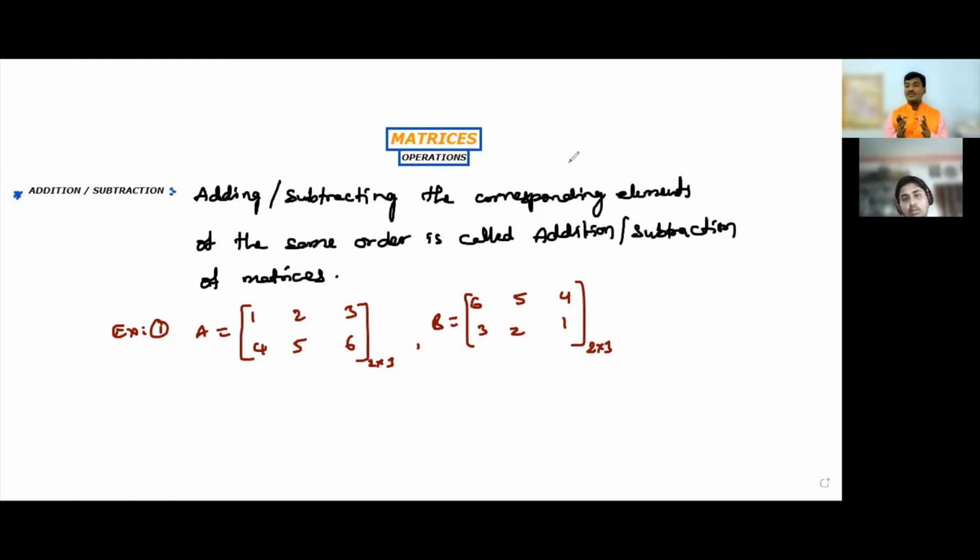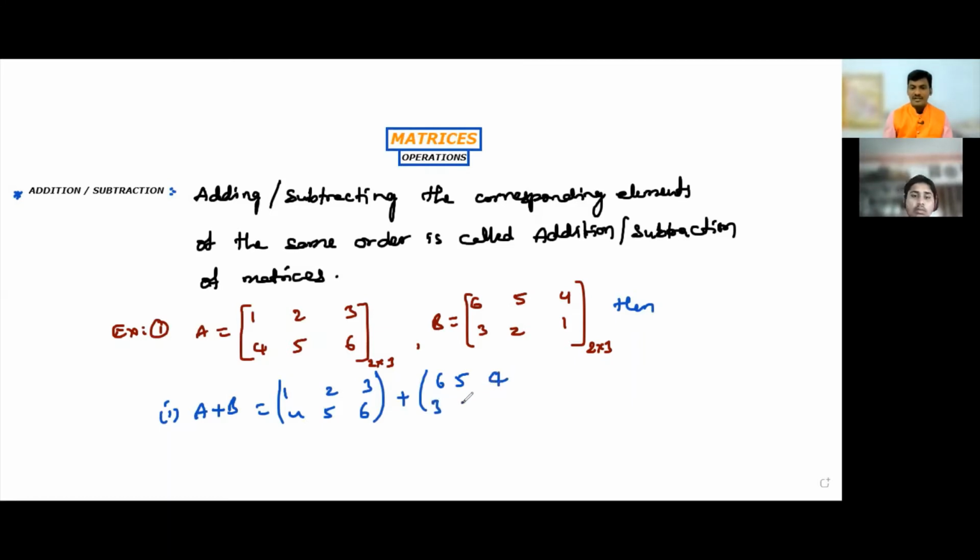Here we can add or subtract matrices of the same order only. If you have two matrices of different orders, we can't add or subtract them; addition or subtraction is not defined. I want A plus B. A plus B is nothing but first write the A matrix, 1, 2, 3 and 4, 5, 6, plus means plus, and B means the B matrix, 6, 5, 4 and 3, 2, 1. Add the corresponding elements.